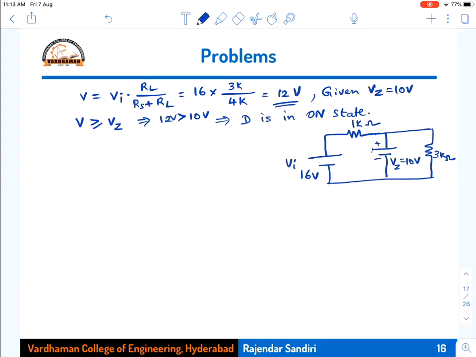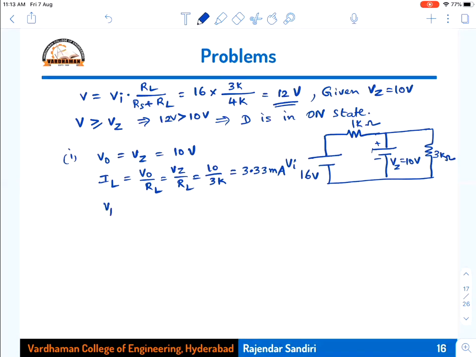Now we have to calculate all the other parameters. V0 is equal to VZ, therefore it is 10 volts. Then you can calculate IL. IL is equal to V0 by RL, or V0 is nothing but VZ by RL. That is 10 divided by 3k, which is 3.33 milliamperes.